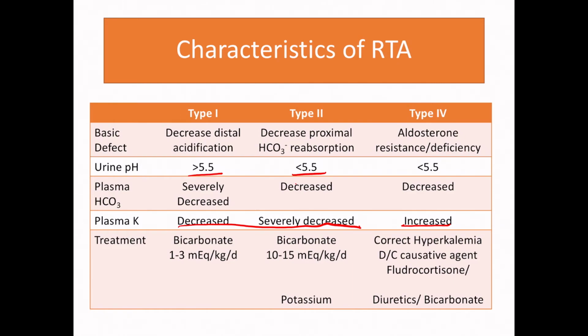You'll see the treatments down here with a higher dose of bicarbonate in type 2 versus type 1, and that's all I need you to know. You will want to discontinue the causative agent, correct the hyperkalemia, and give fludrocortisone in patients with type 4.